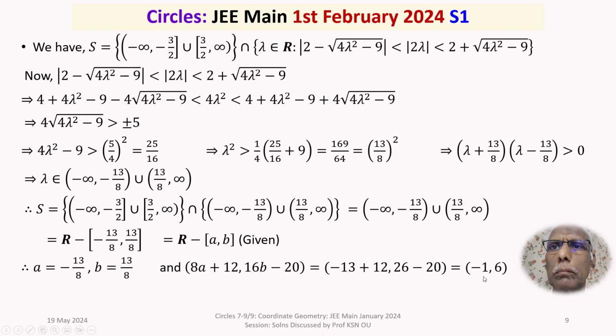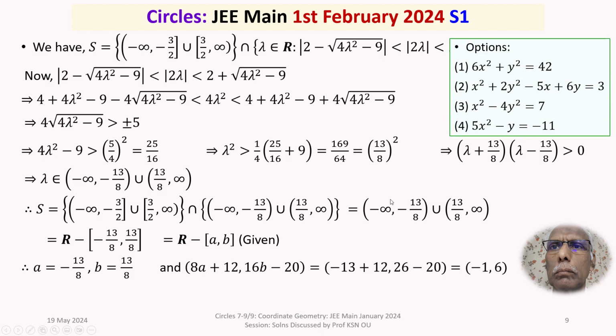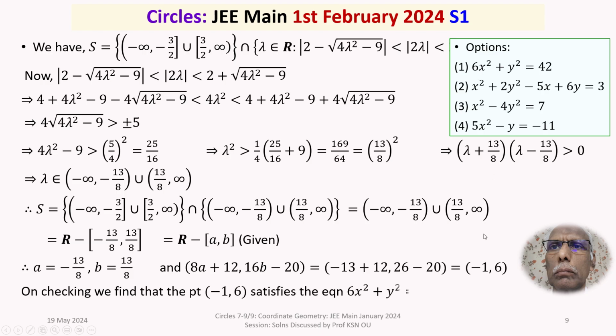This point lies on which of the following four curves? The four curves are here. These are the options. You take this minus 1 comma 6 and go on verifying these equations one after the other. The very first equation we have verified. So you see, for x equal to minus 1 and y equal to 6, you substitute. 6 into minus 1 square is 6, plus 6 square, that is 36. 36 plus 6 is 42.